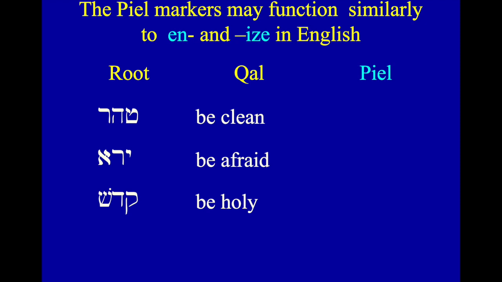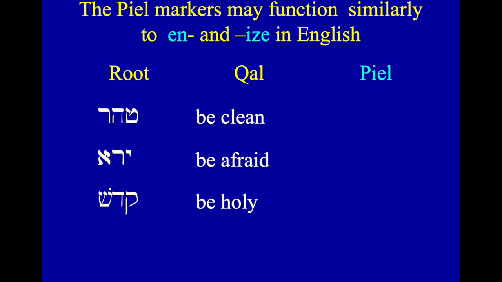So you can take these simple roots and put them into the Piel, which quite often adds this meaning. Of course, there are exceptions. There are some roots with the Piel you should look up, but a lot of the time, what the Piel does is it takes a basic state and turns that state into a verb in which the verb describes how that came about.